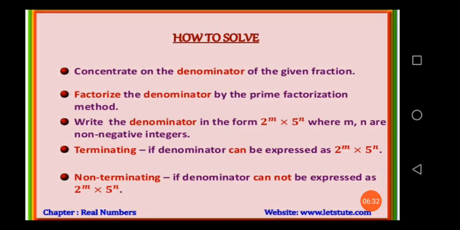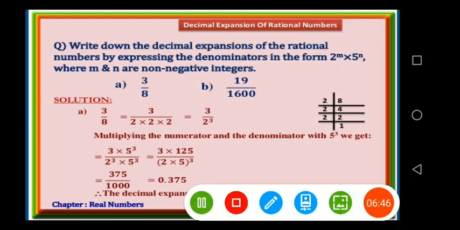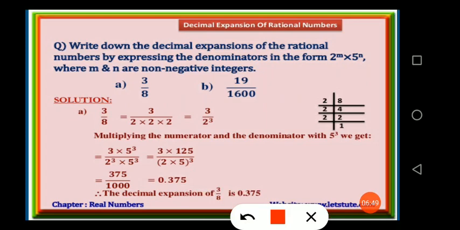Okay, next, moving toward the next question. Now this question says, write down the decimal expansion of the rational number by expressing it in this form. One thing: this question can come without actual division. It means you don't have to actually divide, but still you have to write it in the form of a decimal. The first part is 3 by 8. Again, 3 by 8 is in standard form. We will convert the denominator into prime factors. So 8 is 2 into 2 into 2, hence it becomes 3 by 2 cube.